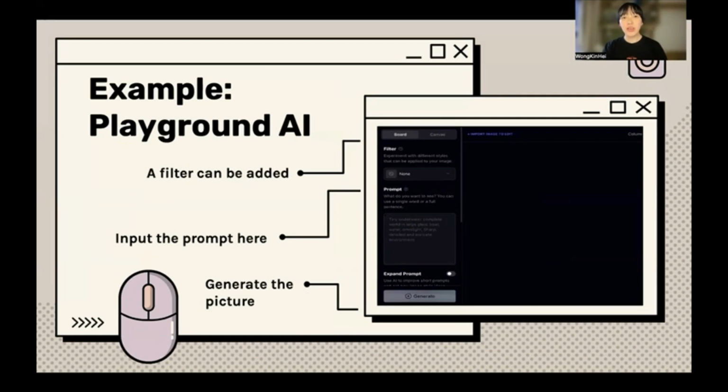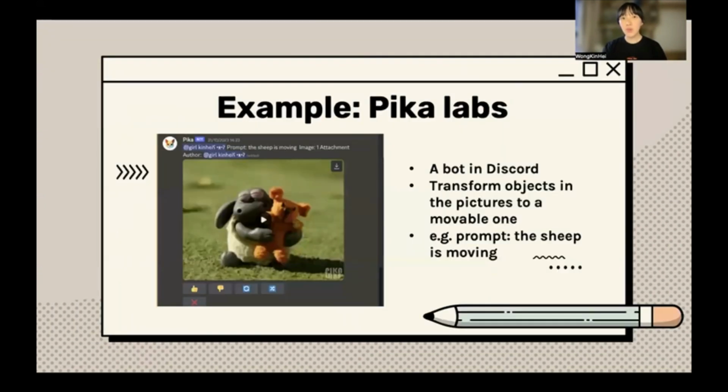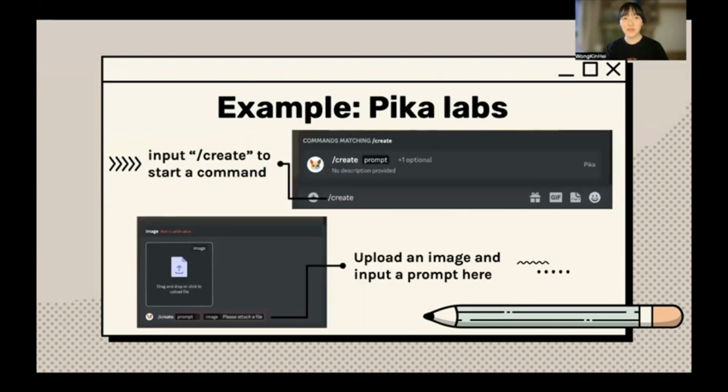In Playground AI, we can input the prompt on the website and add a filter, and then the pictures can be generated. The next example I would like to mention is Pika Labs. It is a bot in Discord, and it can transform objects in pictures into moving ones. For example, with the prompt "the ship is moving," the ship inside the original picture will be made to move in the new picture produced by the bot. First, we need to input the create command in the chat box, upload an image, and input a prompt. Then a moving picture will be generated.